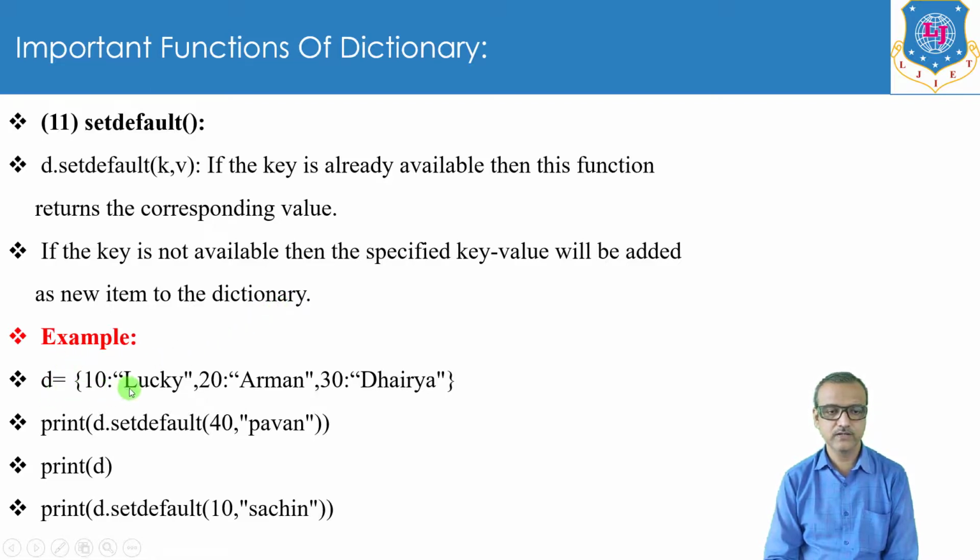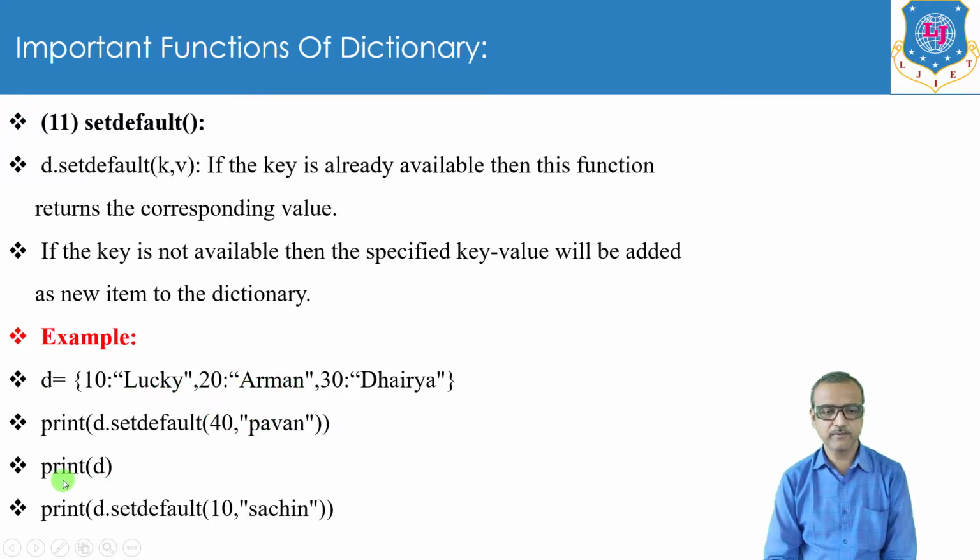So I have taken dictionary D, and in this dictionary we have three key value pairs: in key 10 we have Lucky, in key 20 we have Arman, in key 30 we have Daria. Now print(D.setdefault(40, Pavan)). You can see that key number 40 is not available in this dictionary. So this print statement will give us the output as Pavan, and at the same time this key value pair will be added to dictionary D.